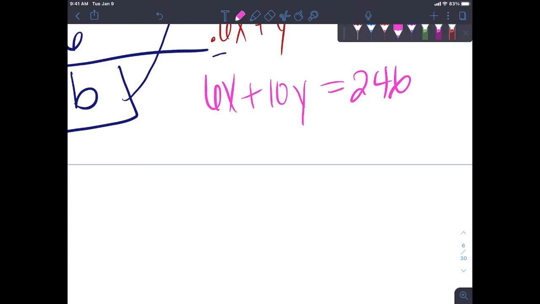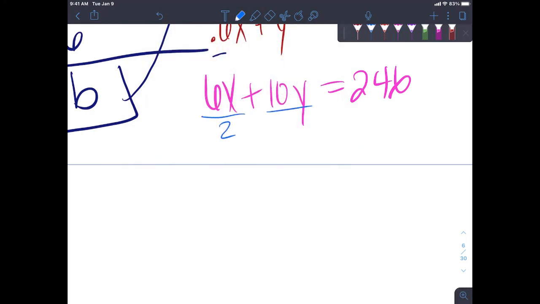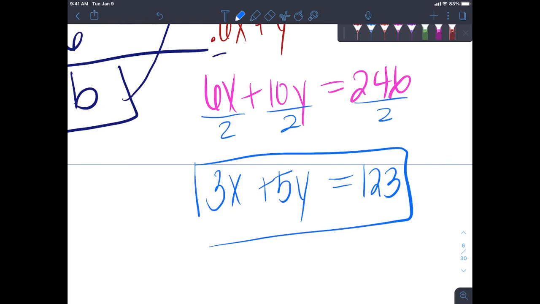So next thing I want to do is verify that there is no greatest common factor. So I see 6, 10, 246. Those are all evenly divisible by 2. So I will go ahead and divide everything I see by 2. I don't see anything else. So this is going to be my answer.